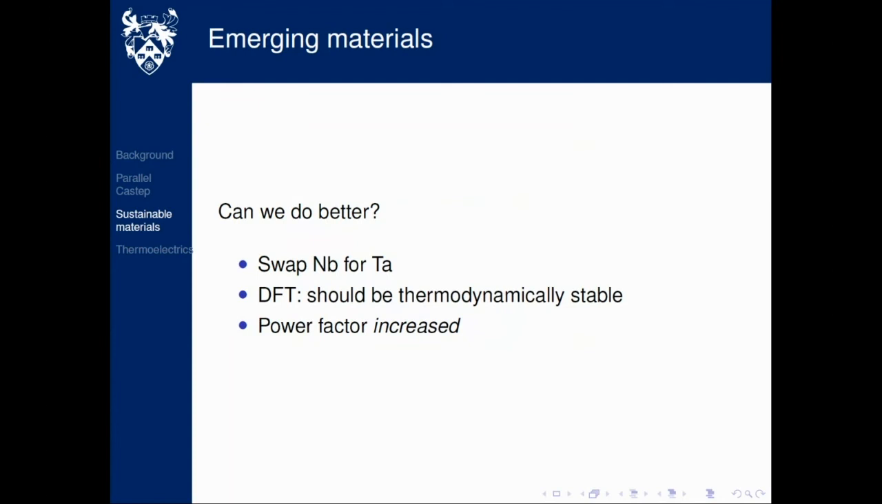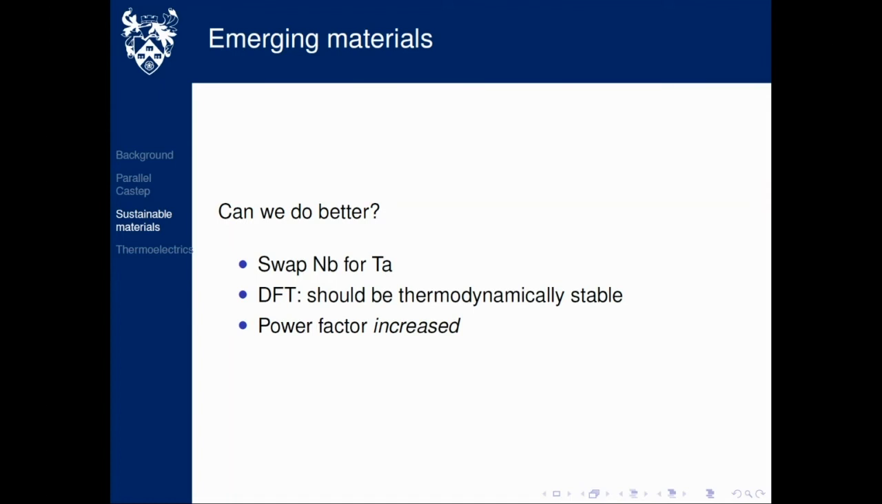And we looked at the material and thought, actually, we might be able to lower the thermal conductivity if we swapped niobium for tantalum. So we did that, and CASTEP is very easy. You delete the letters NB and you add the letters TA in your input. It's just that easy. The simulations predicted that the material was stable, so you should be able to make it. And the power factor that was very high for the first compound, which is why people were interested in it, is actually higher for tantalum.